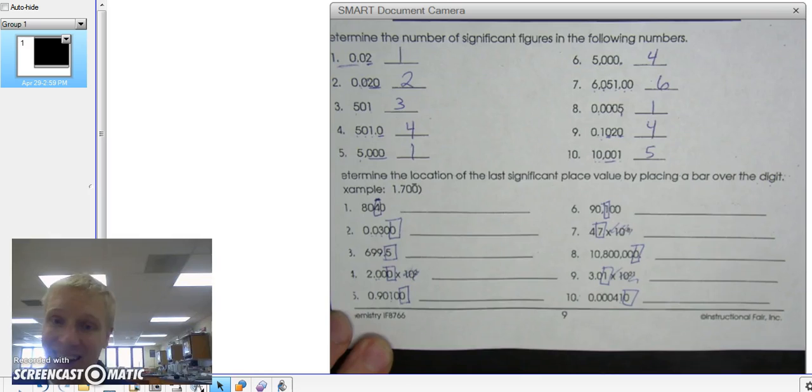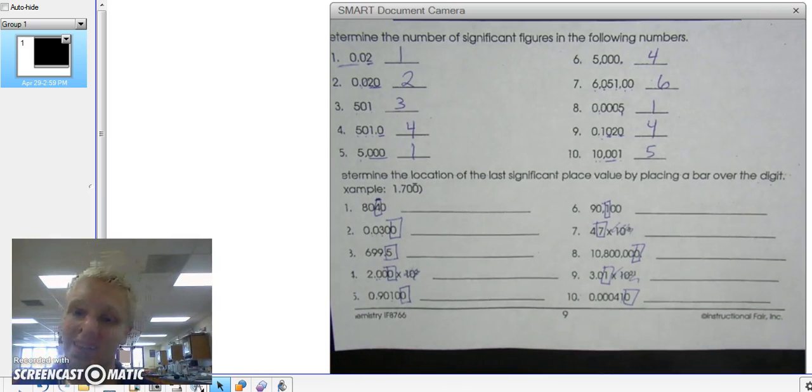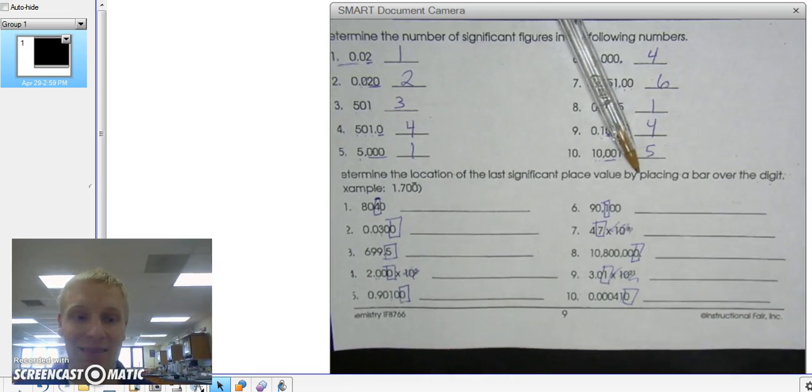Alright, and that is significant figures. Basically, practice, practice, practice makes perfect. And that is significant figures.